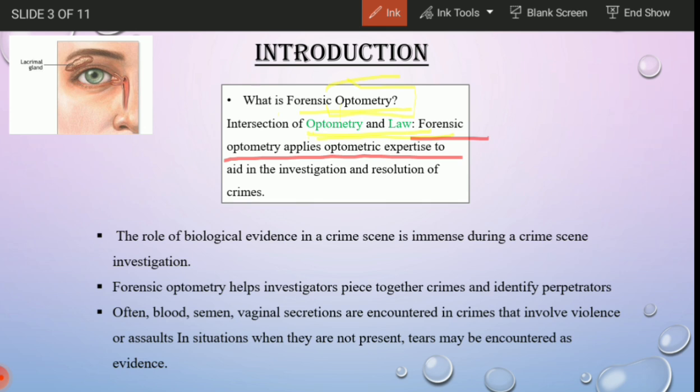Biological evidence is quite common at crime scenes, be it blood or semen, saliva, urine, or anything of that sort, but we rarely encounter tear as evidence. Forensic optometry helps you piece together the crime and identify the perpetrator.